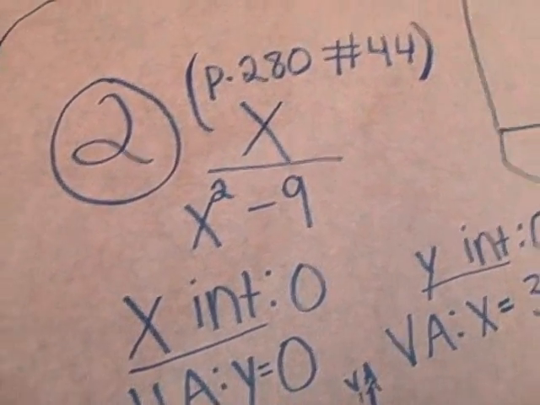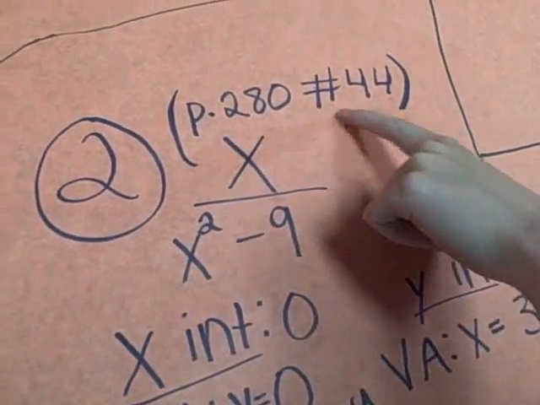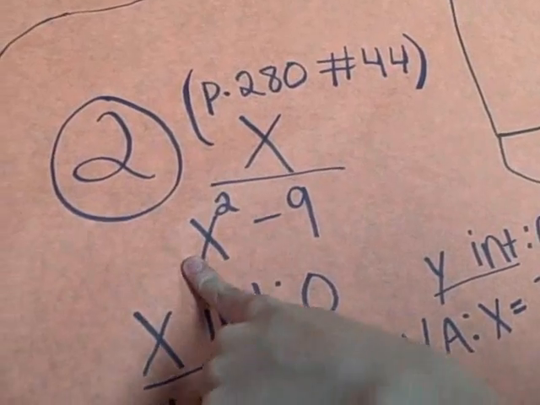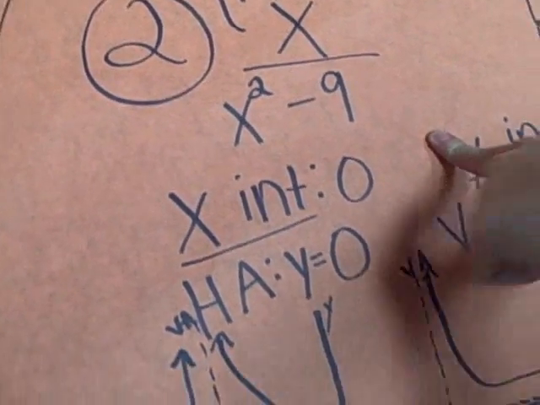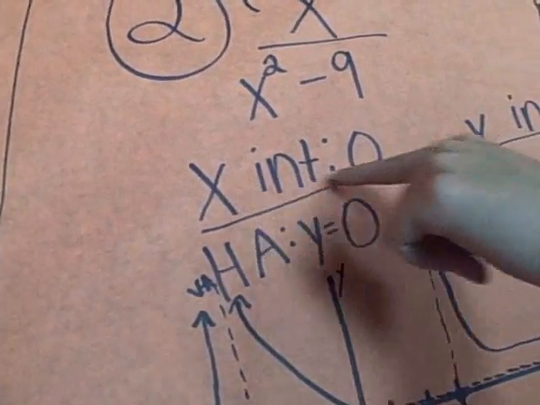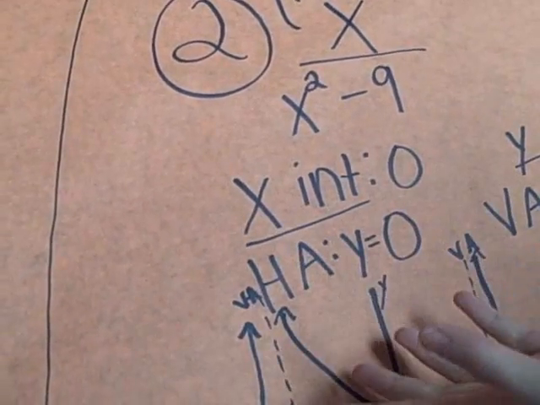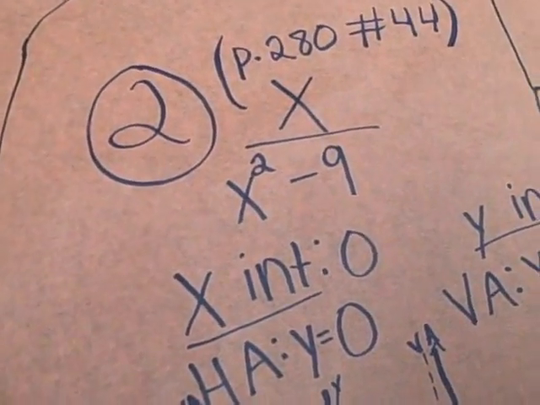Okay, so the second example problem we're going to do is from page 280, number 44. Our problem is f of x equals x over x squared minus 9. Our x-intercept is 0, because how does f of x equal 0? Of course, just put 0 in there.